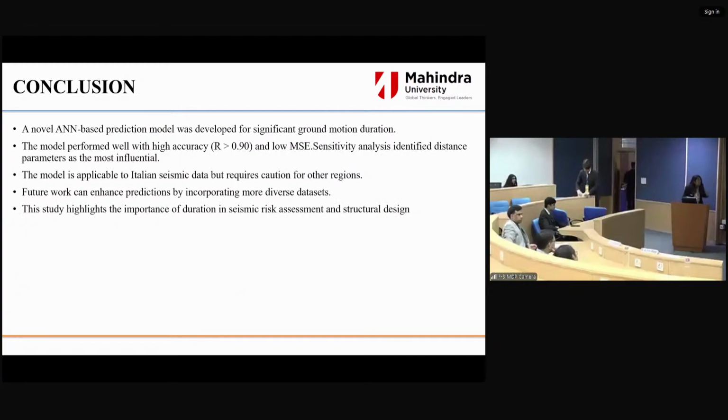Now I conclude that we developed a novel ANN model for predicting significant ground motion duration. The model showed high accuracy with R values above 0.9 and low MSE. Sensitivity analysis confirmed that distance parameters are the most influential. While the model works well for Italian seismic data, further validation is needed for other regions. Further work can enhance accuracy by incorporating more diverse data sets. Thank you.